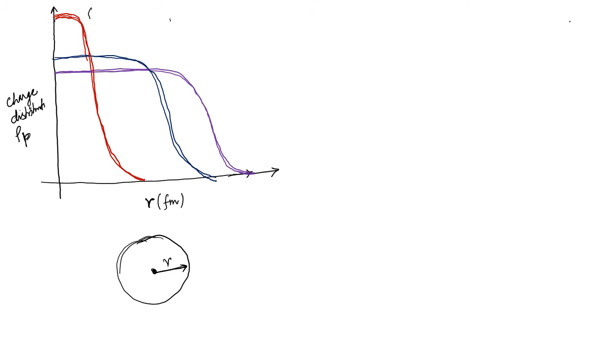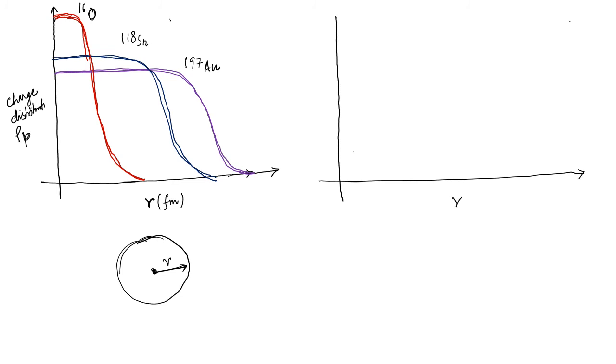This is for oxygen 16. This is for tin 118, whatever it is. This is for gold 197, and so on. Similarly for matter distribution, this is R in Fermi, and this is matter distribution.